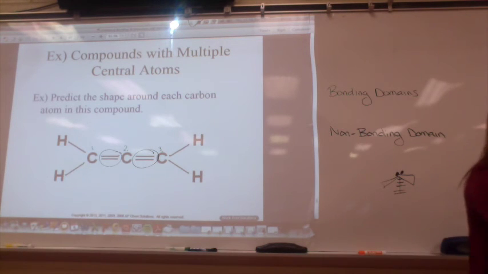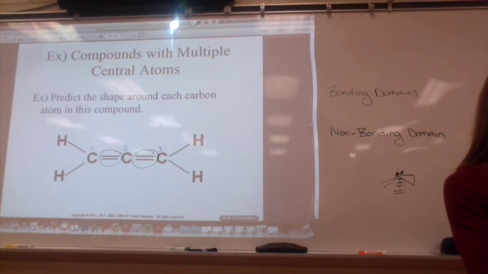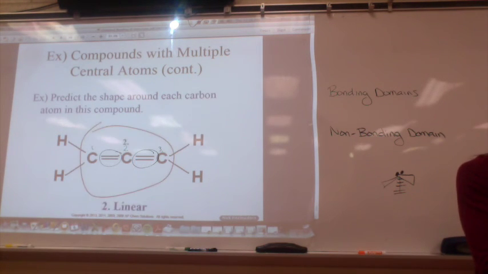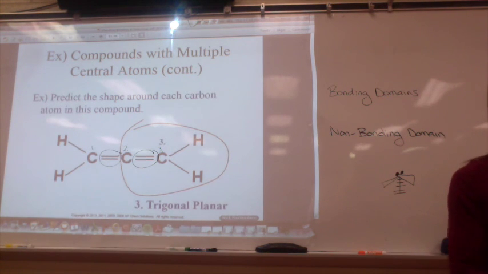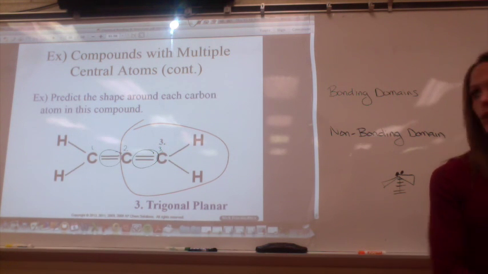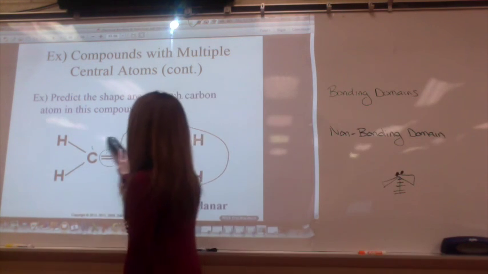So C1 and C3 would have 3 bonding? Right, so carbon 1 is 3, and that is trigonal planar. Carbon 2 is linear, because it has 2 bonding, 0 non-bonding. And what's carbon 3? Trigonal planar, because it has 3 bonding, 0 non-bonding. Get it? Yeah. Okay, so now we practice.